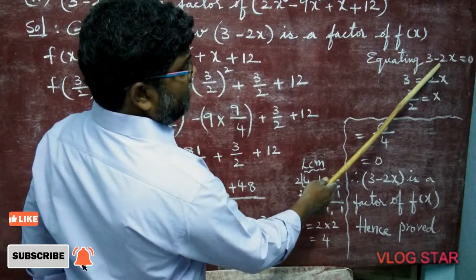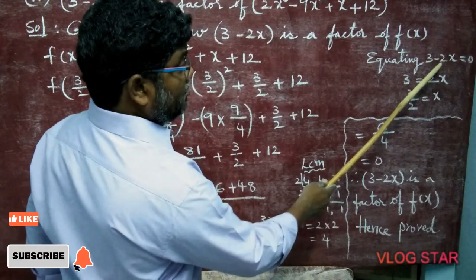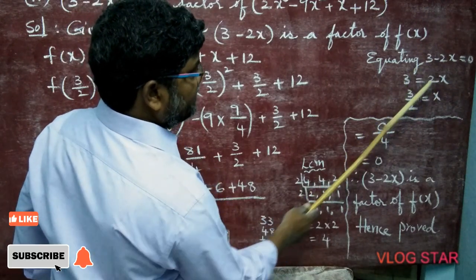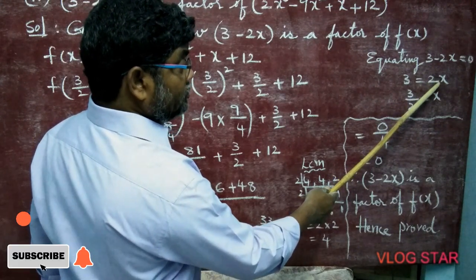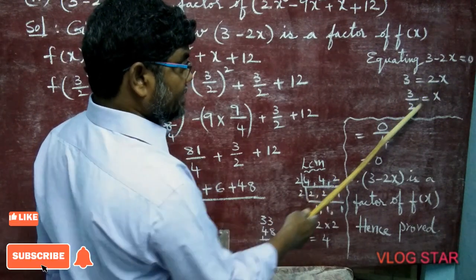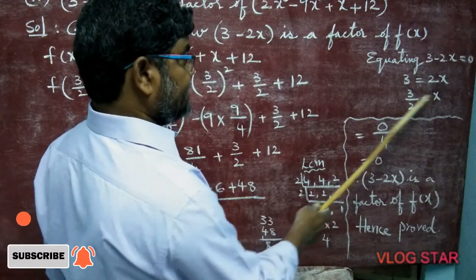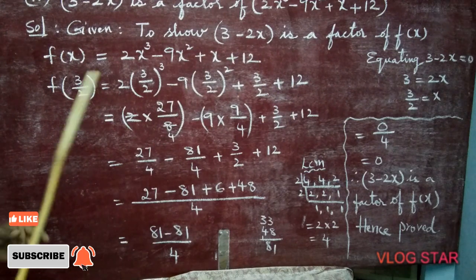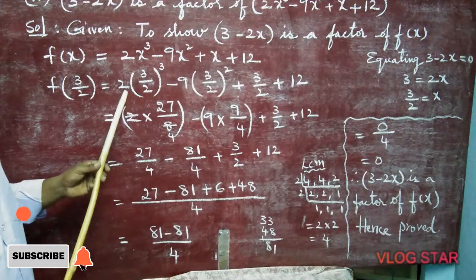Equating 3 minus 2x is equal to 0. Minus 2x, take from left to right, minus becomes plus. Now 2x is there. This multiplication comes as division in the denominator. So the value of x is 3 by 2. Bring that 3 by 2 and substitute in the place of x.